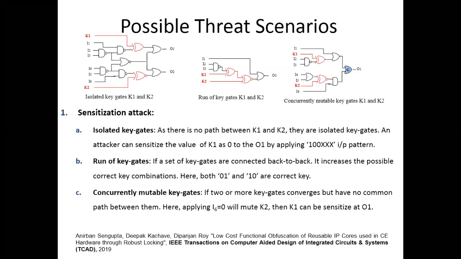The attacker can sensitize the value of K1 to the output by applying a certain input vector pattern, which is 100, and the rest could all be don't care. Similarly, if you have a run of key gates, it also becomes easier for an attacker to launch a key sensitization based attack. Thirdly, mutable key gates could also be a problem. If two or more key gates converge but have no common path between them, then also one of the keys could be sensitized to the output. So these are the three possible ways of performing a key sensitization based attack to convert a locked netlist into its deciphered netlist form. Next slide, please.